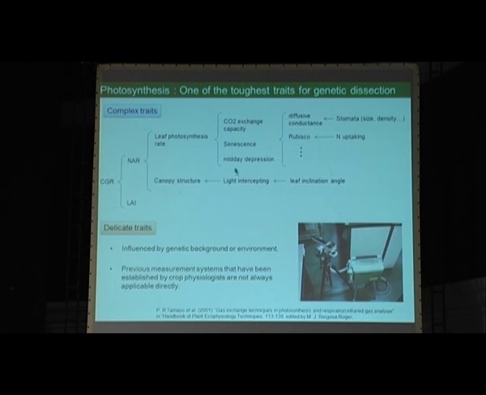And these characteristics influence each other by diffusive conductance caused by stomatal size or density, or the amount of Rubisco caused by nitrogen uptake, and so on. So we don't know which of these factors actually contribute to final CGR through NAR. Photosynthesis is also influenced by genetic background or the environmental condition.